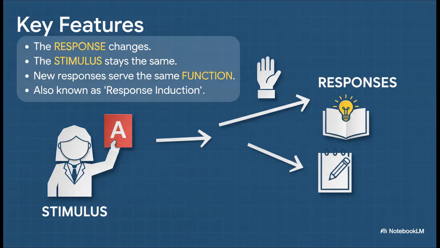So, if we look at the key features, they are basically the mirror opposite of what we just discussed. In this case, the stimulus, or the situation, stays the same, but the response, or the behavior, is what changes. And the most important part is that all of these new behaviors serve the same function. They all lead to the same outcome.